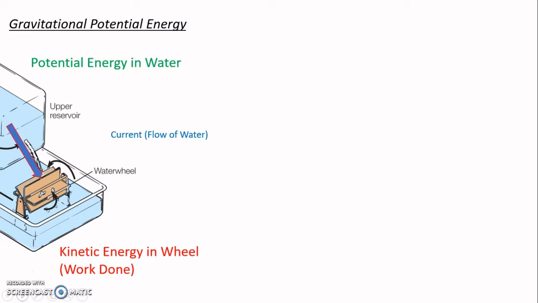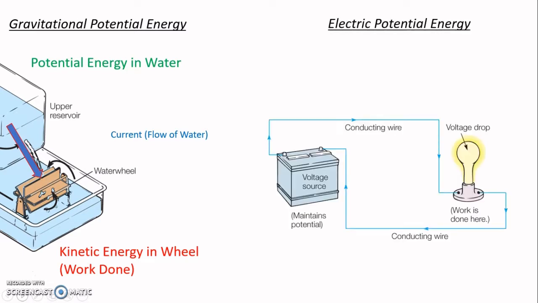Okay, with this stage now set, we're ready to look at electric potential energy. Instead of gravitational, we're going to use the same analogy to describe electric potential energy. So we have a voltage source, a battery, that conducts electricity through a light bulb. The battery is a source of potential energy, and then the potential energy is used in the light bulb. That's where work is done, not exactly kinetic energy, but related to it. So work is done in the light bulb.